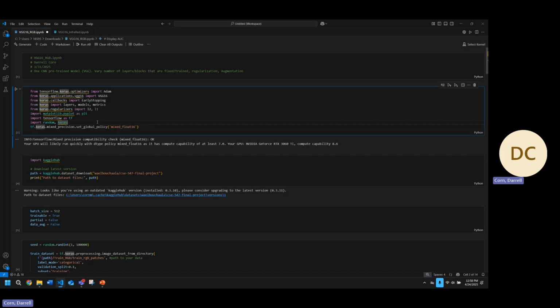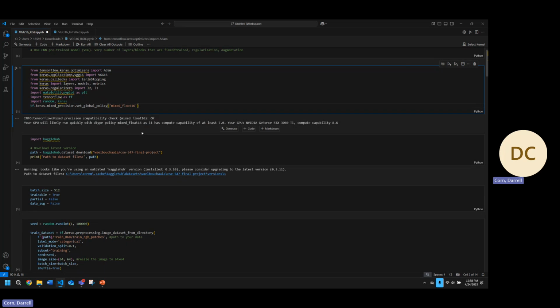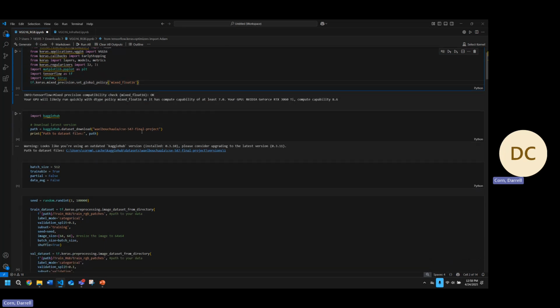So I start by bringing in all of my packages, and then here I'm setting mixed precision floats. I read in the textbook that this can help increase training time if it's done correctly. In my experience, it did help with that. So that was very nice.